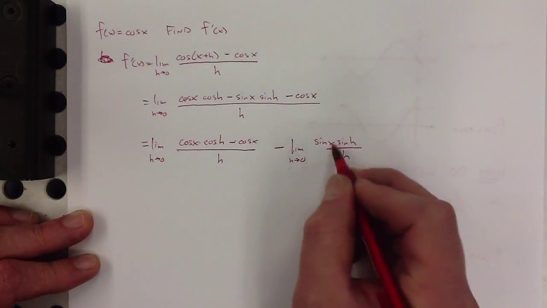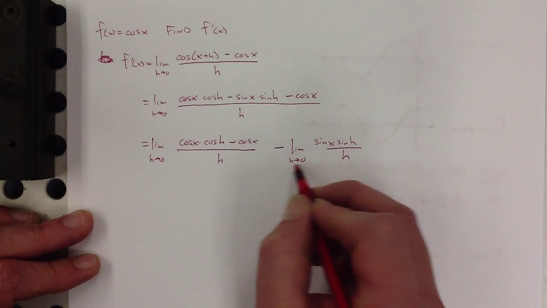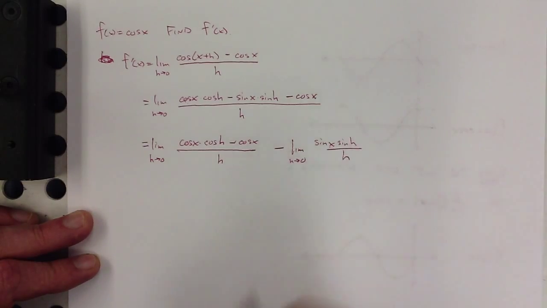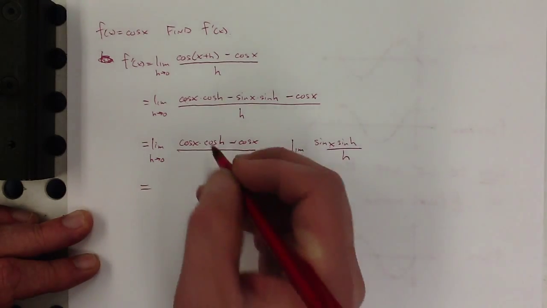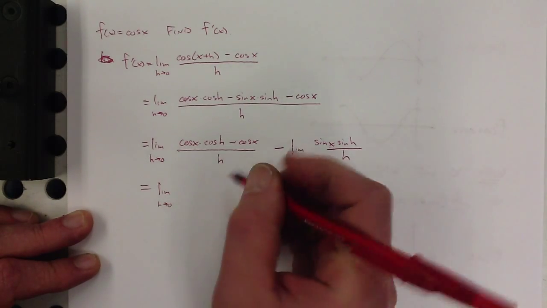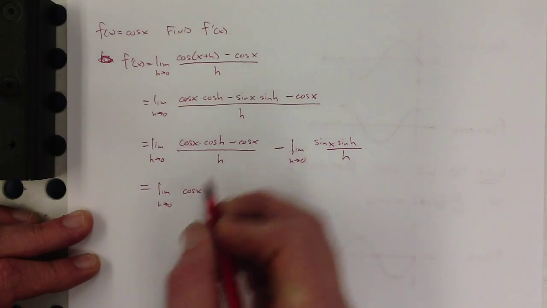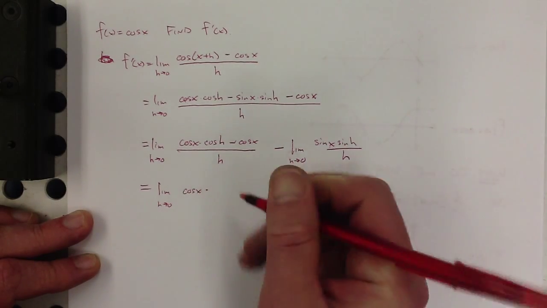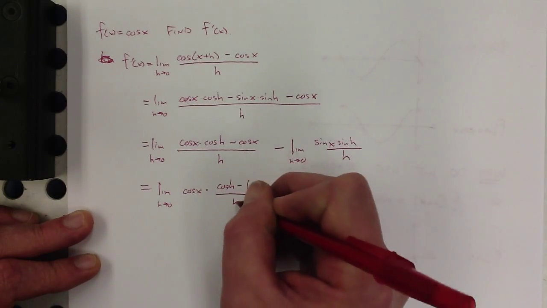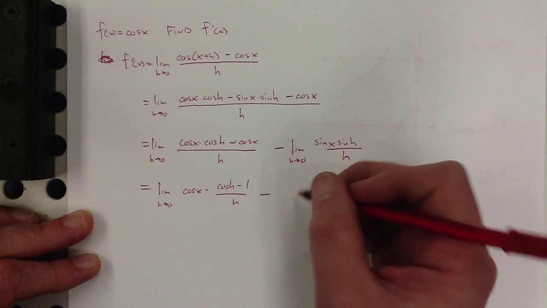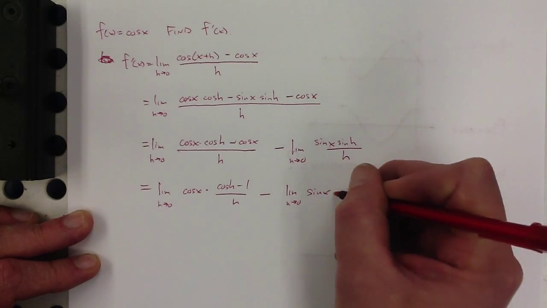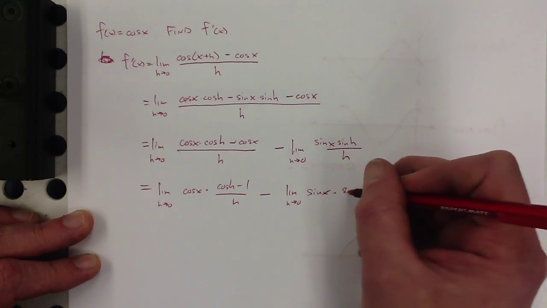And again, the x is not happening. That's not affecting the x. So it's really just whatever that limit is times that. And here I just need to do a little bit of factoring. I'm going to factor the cosine x off. Again, x isn't being affected, so that's just a cosine x there. And I have cosine h minus 1 over h, minus the limit as h approaches 0 of sine x times sine h over h.